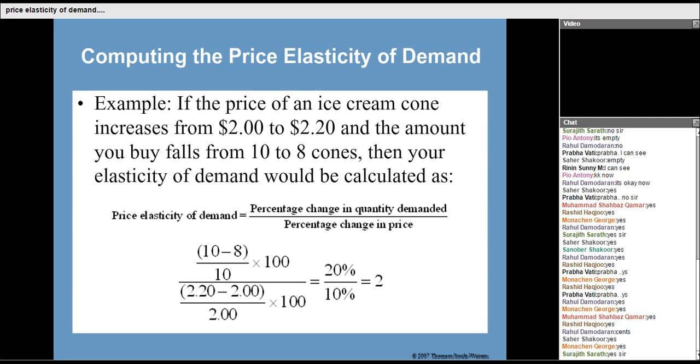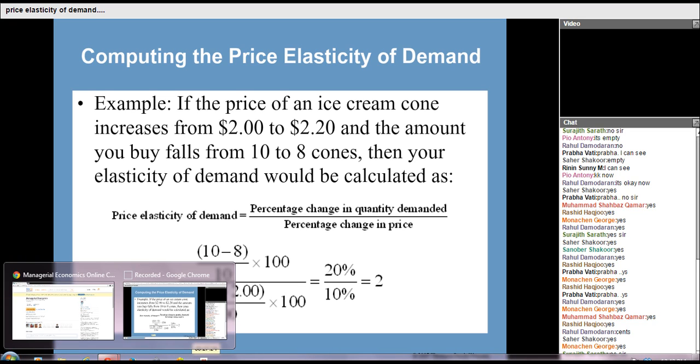The percentage change in the quantity demanded. The initial demand was 10. Then the demand diminished and went to 8, divided by 10, times 100. So it's giving you the percentage change. It means 20% demand has decreased. Right?